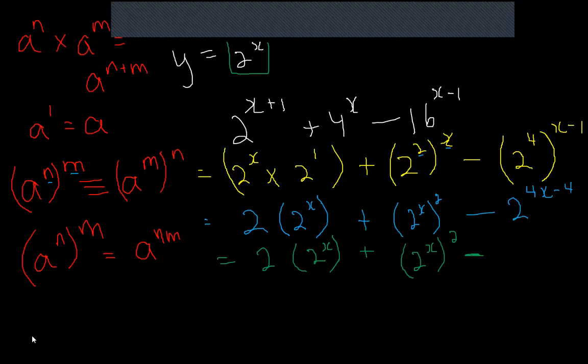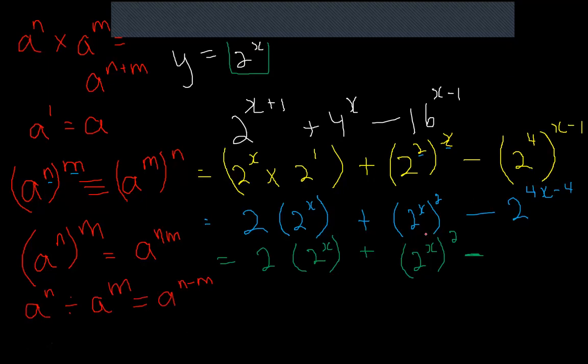If I said, I know that there's a rule that says, actually, should I? Yes. Let me do that rule. So it has a rule that says a to the n divided by a to the m is going to give me a to the n minus m. So I see 4x minus 4.